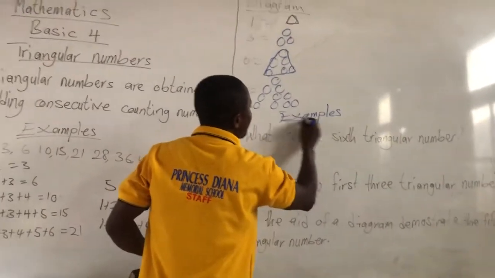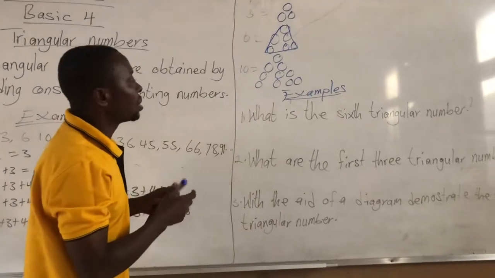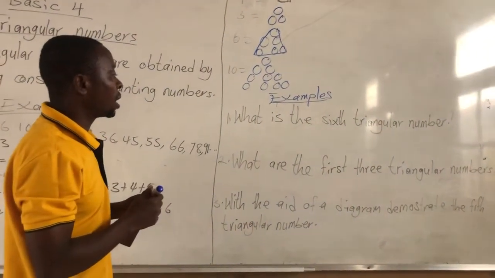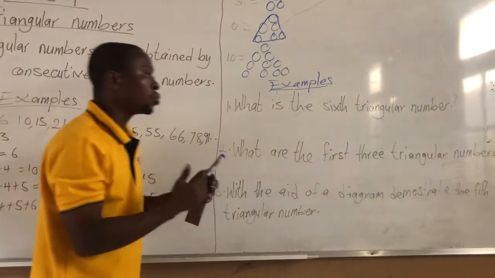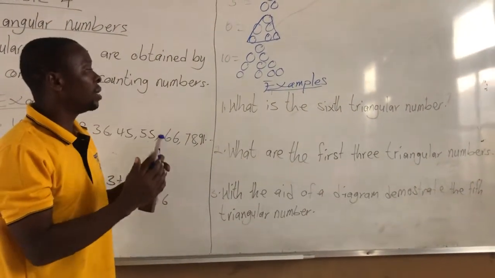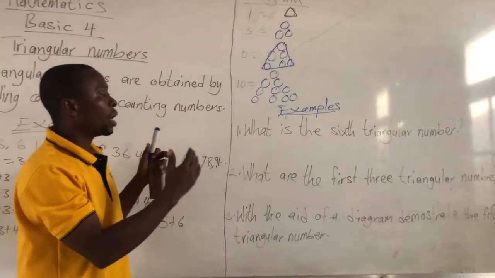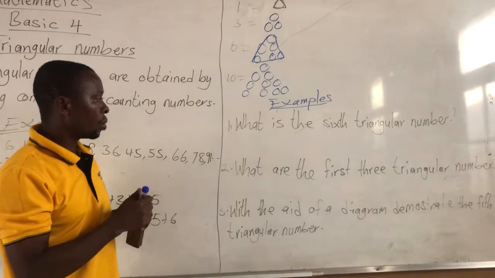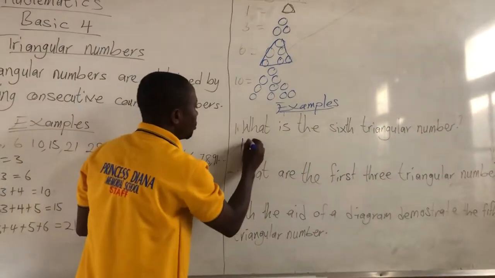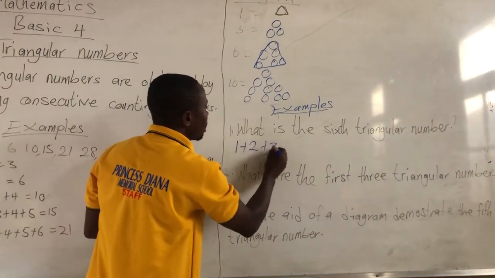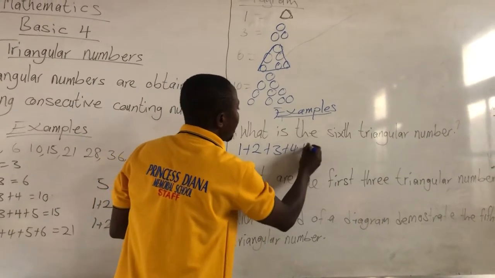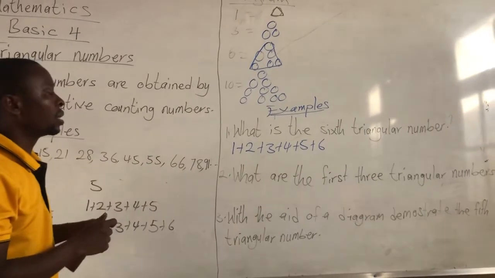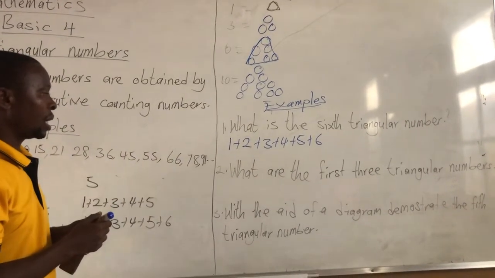Let's take some examples. So what is the 6th triangular number? What is the 6th triangular number? So we are going to add consecutive counting numbers from 1 up to where? Up to 6, to get the 6th triangular number. So let's start. We have 1 plus 2 plus 3 plus 4 plus 5 plus 6. Then from there we can get the 6th triangular number.